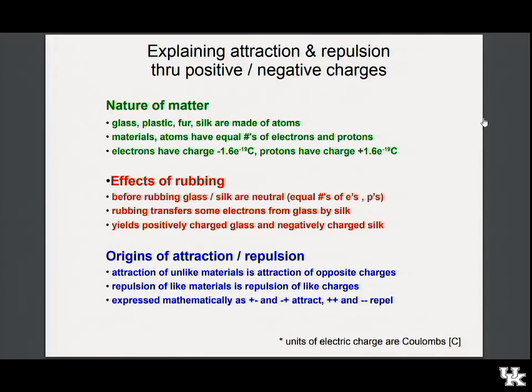Now, before you did the rubbing of the glass rod or the plastic rod, the plastic, the glass, the silk, the fur had equal numbers of electrons and protons. So overall, they were what we call neutral, no net charge. But when you transfer electrons from the glass to the silk or the fur to the plastic, then they don't have equal numbers of electrons and protons. One has an excess of negative charge, one has an excess of positive charge. You've made them charged by scraping charged particles from one material to another material. And so that's a modern understanding of what we're doing when we're rubbing glass with silk or rubbing plastic with fur. That's how they get charged.